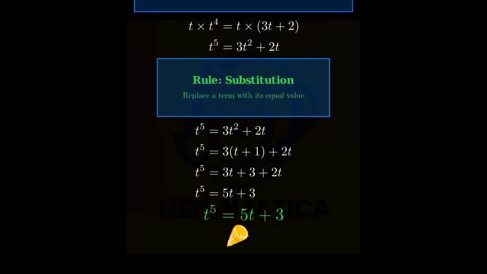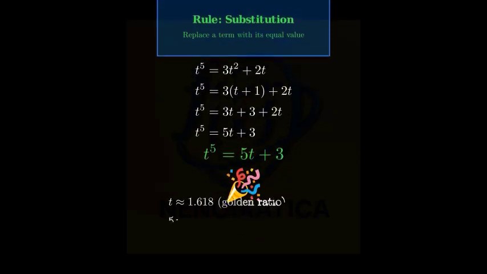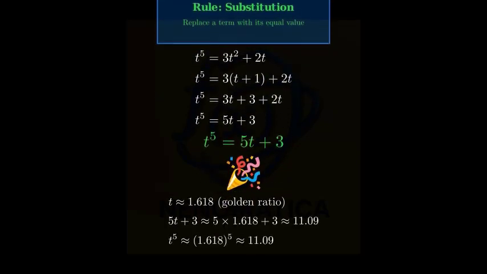Let's summarize what we've learned. We solve for t to the fifth power when t is the golden ratio, which satisfies t squared equals t plus 1. We found this by first squaring both sides of the original equation, then substituting known values, multiplying both sides by t, and finally substituting again to get our answer. T to the fifth power equals 5t plus 3.